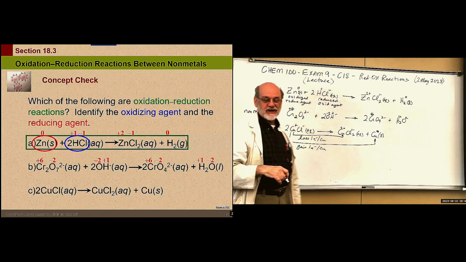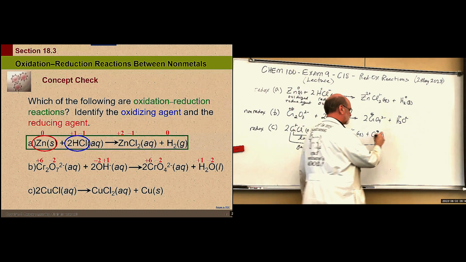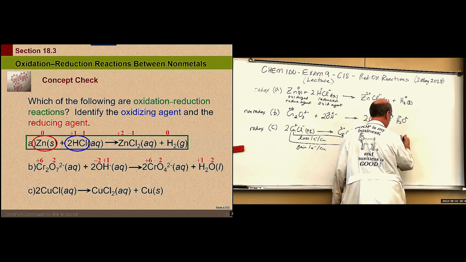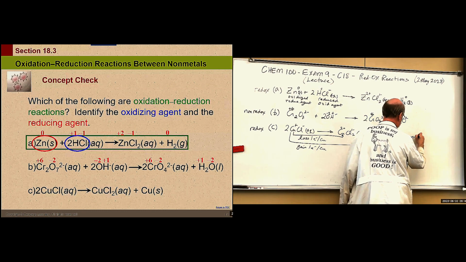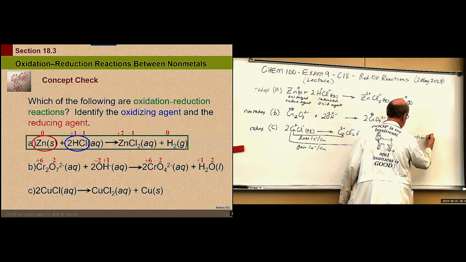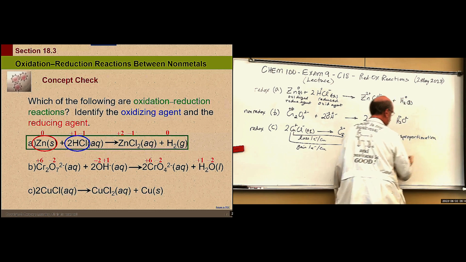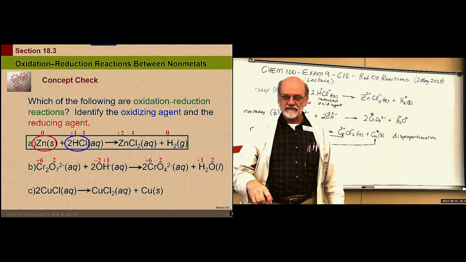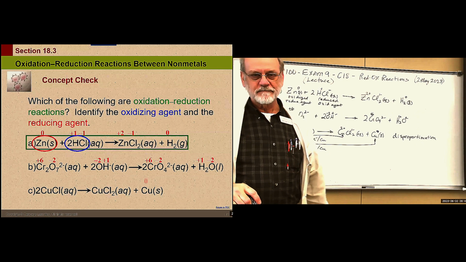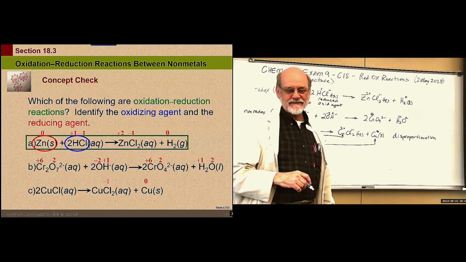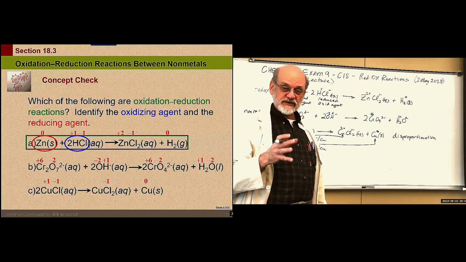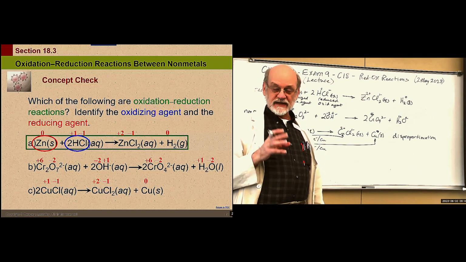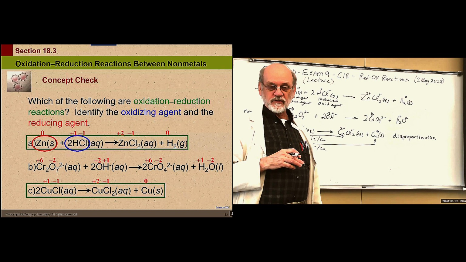In fact, it's a special kind. We call it a big word, disproportionation. That's a disproportionation reaction. Okay, we assign our values, our oxidation states, and we determine that it is a redox reaction.